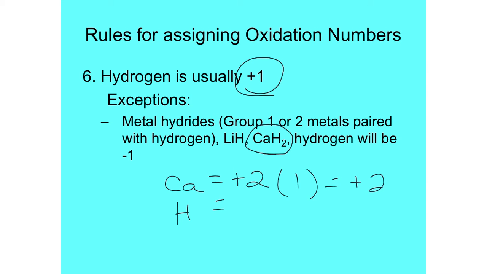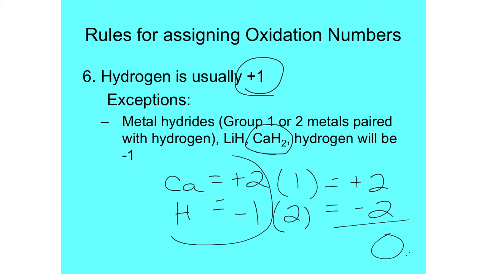So if I'm going to get to 0, then hydrogen's going to have to be a negative number. So hydrogen's going to have to be -1, then times 2. That would get me to -2, and then that would get me to 0. There's no charge there, so therefore I'm trying to get to 0. So these would be my answers.